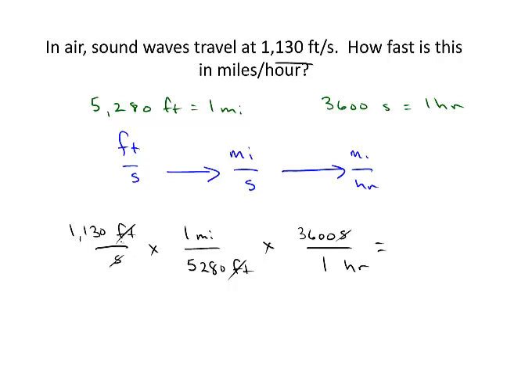Again, I'm going to multiply all the terms on top, divide all the terms on bottom. So 1,130 feet times 3,600 seconds divided by 5,280 gives me 770 miles per hour.